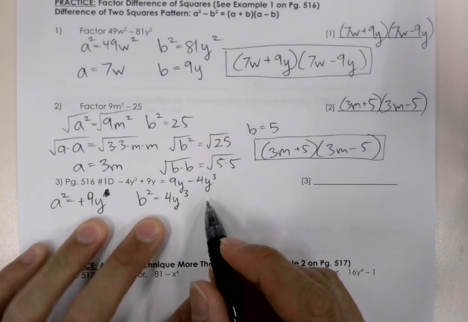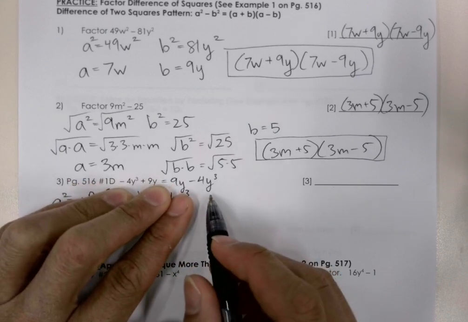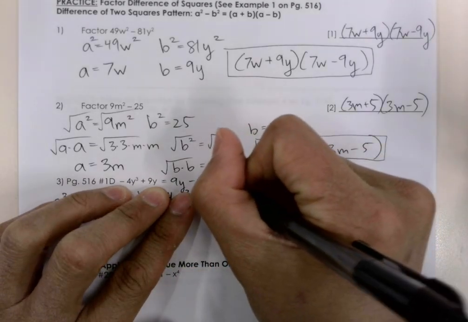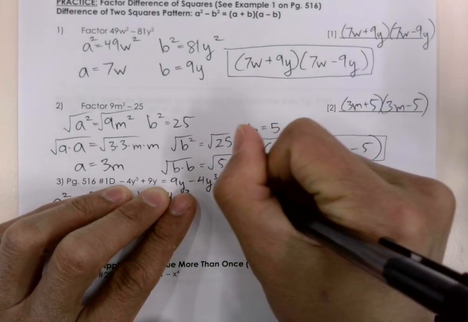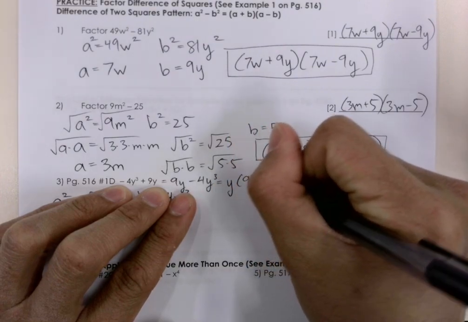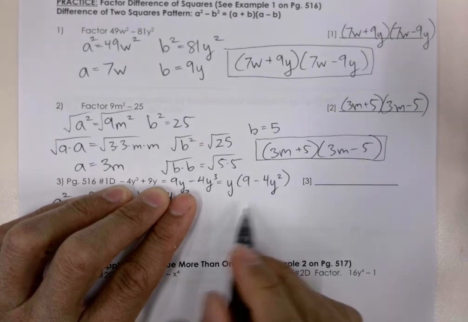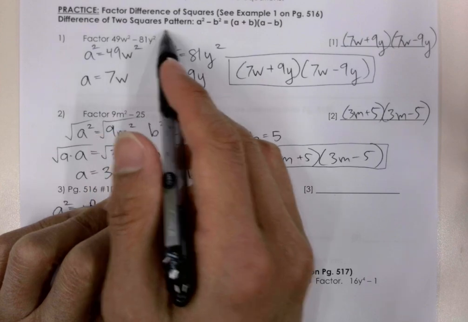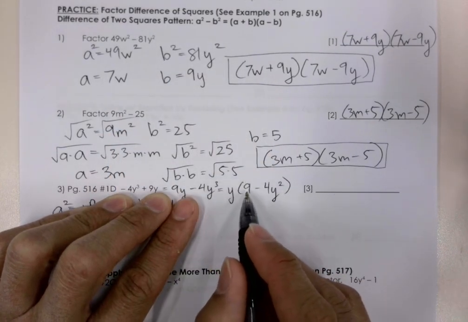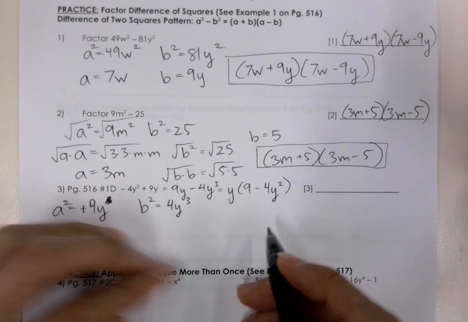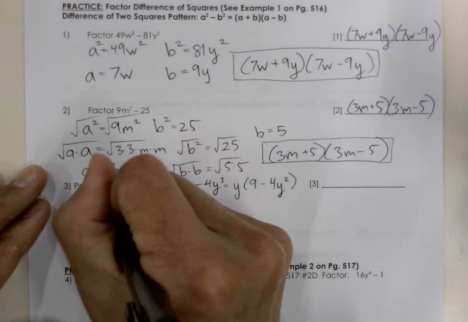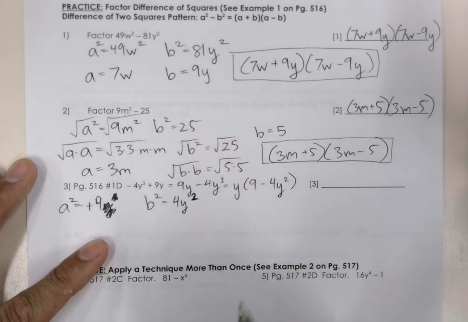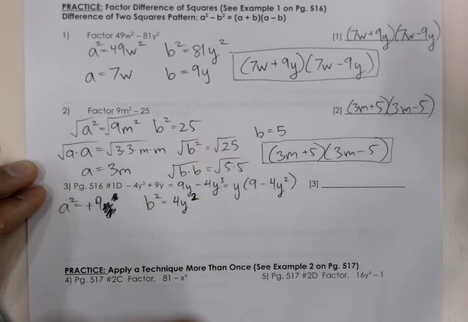Actually, there's another step here that I'm missing. So let's go back. And the last step is that we want to factor out one of the y's. Right? We have the common factor of a y. So it's going to become y times 9 minus 4y squared, like so. Right? And then we're going to apply the difference of 2 square pattern to the 9 minus 4y squared. Sorry about that. So my a squared is going to be my 9, and my b squared is going to be my 4y squared. All right, now we're ready to go.